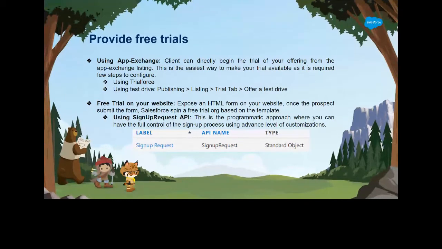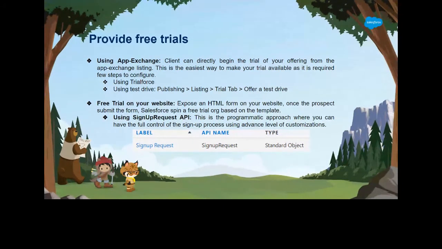Another way is that you can give a test drive as well. This is not Trialforce. This is altogether a different thing. So how can we do it? For a test drive, you will have a developer edition org available where your solution is installed. In your partner portal, there are separate tabs, one for packages, one for trials, one for publishing. For a test drive, we will use the path of publishing, listing, trial tab, and then offer a test drive.